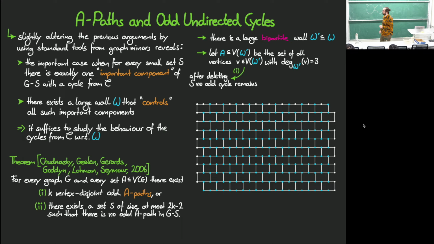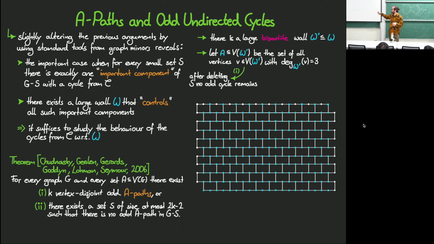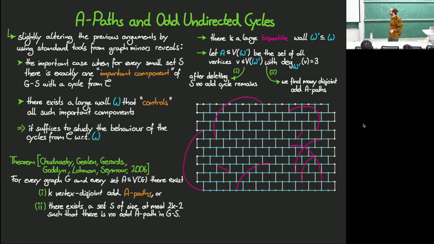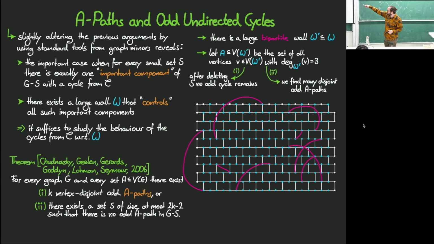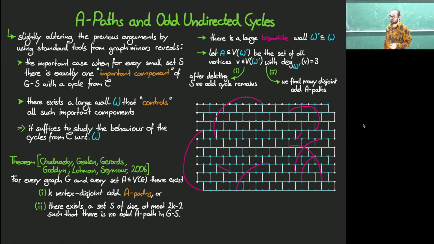And this has one of two outcomes. Either I find a small set that kills all of the odd A-paths, and because the wall was bipartite, no odd A-path exists, so suddenly I get rid of all of my odd cycles that are close to the wall. That's nice. So I found a cover. Or I find many of these disjoint odd A-paths that jump over the wall, do all sorts of things.